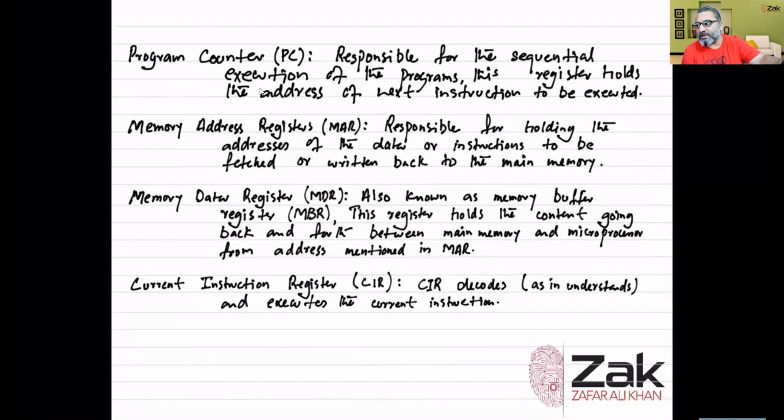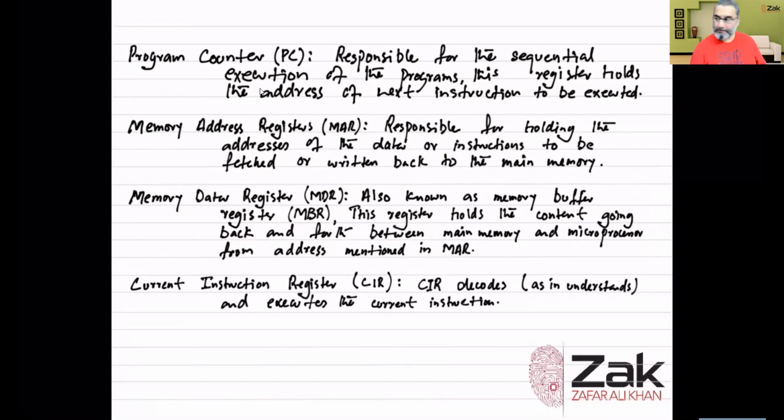All right. Current instruction register, it decodes and executes. All of the registers listed here, apart from the status and index register, are used in the fetch, decode, execute cycle. Okay. Index register and status register are not used in the fetch, decode, execute cycle. We will discuss index registers later when we study memory addressing techniques.